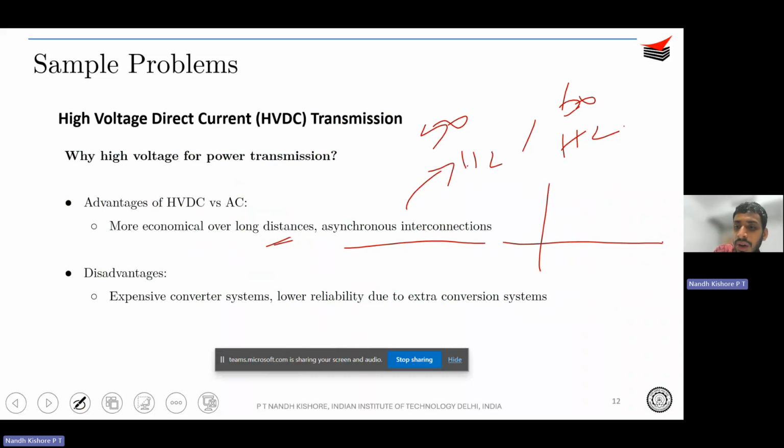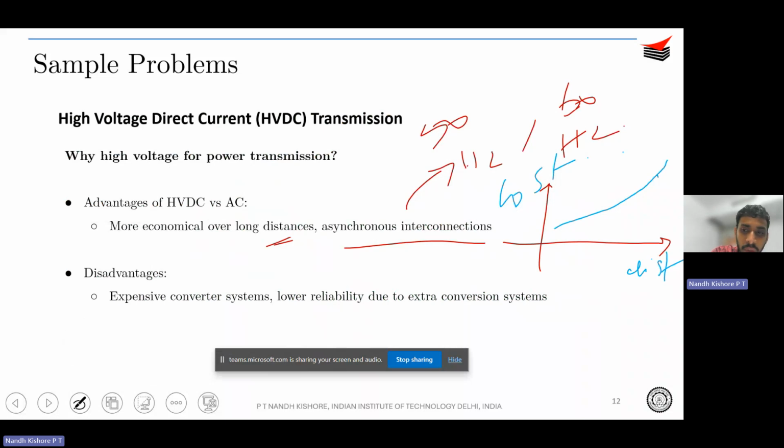Of course, you have something called a break-even distance. So let's say this is the cost versus distance, correct? So as your distance increases, your cost is lesser. Or let me draw it the other way around. So this is your distance versus cost. So as distance increases, cost also increases in case of AC.